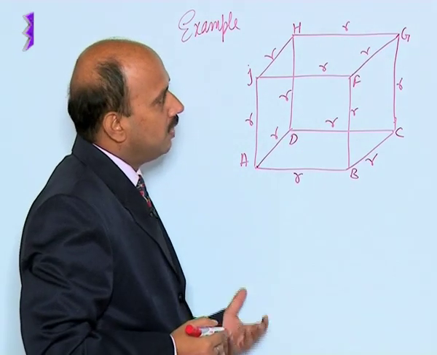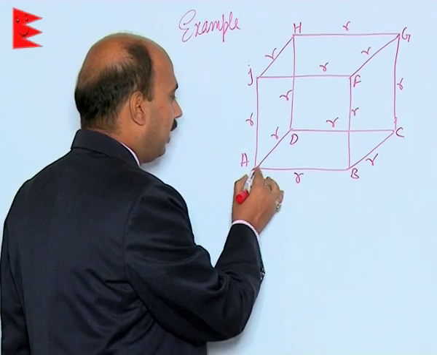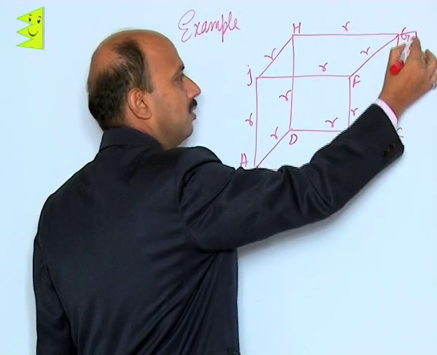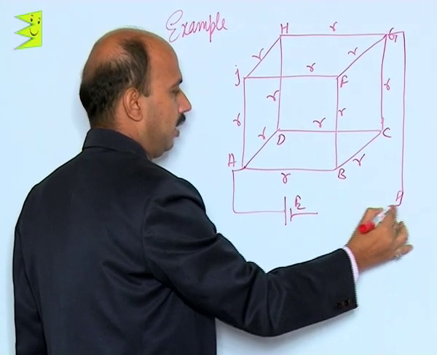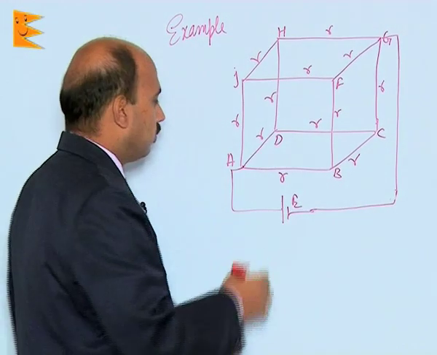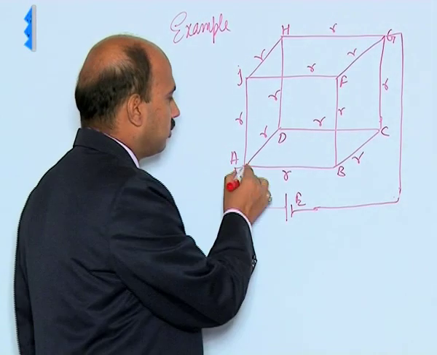So now for calculation of the resistance we use Kirchhoff's law and we connect here a cell of EMF E across these two ends, between A and G here. Now suppose from here the current I is flowing and going to the junction point here A.